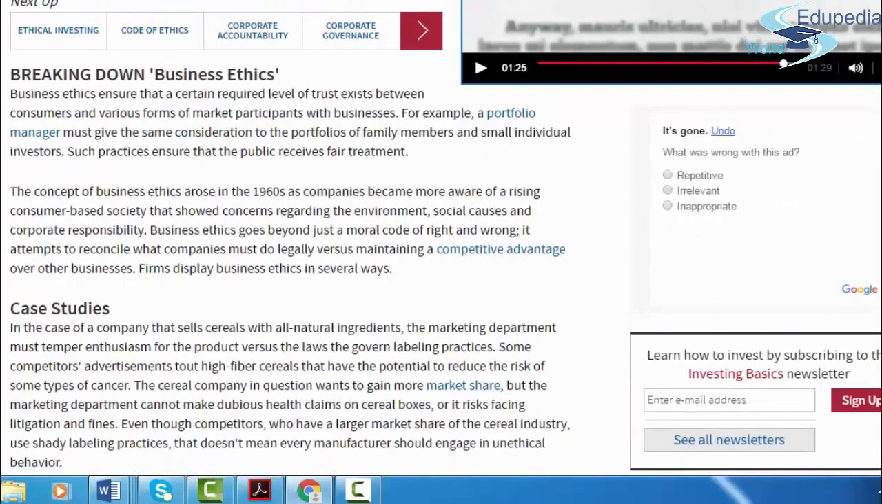Business ethics ensure that a certain level of trust exists between consumers and various forms of market participants with businesses. For example, a portfolio manager must give the same consideration to the portfolios of family members and small individual investors. Such practices ensure that the public receives fair treatment.